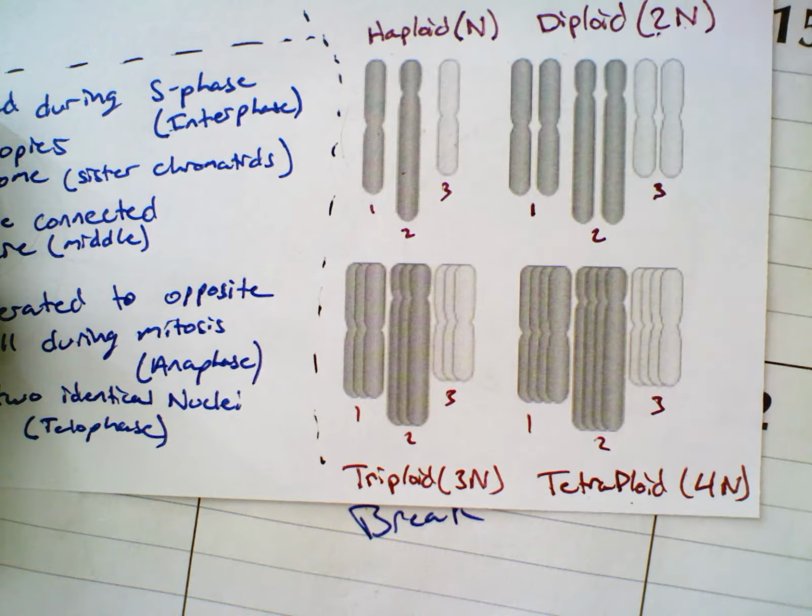Okay, so haploid, diploid, triploid, tetraploid. I don't know what's after tetra. Penta? So pentaploid. Does hexa work? That's for like geometry. I don't know. Anyway, it doesn't matter. You could just keep naming after that.